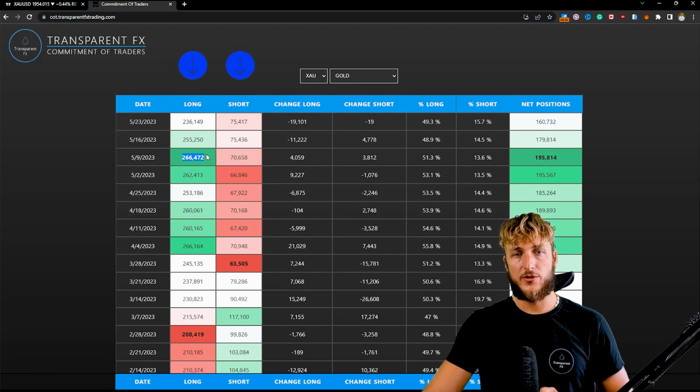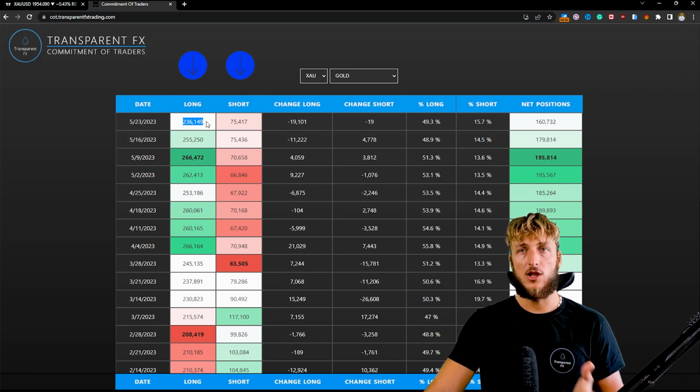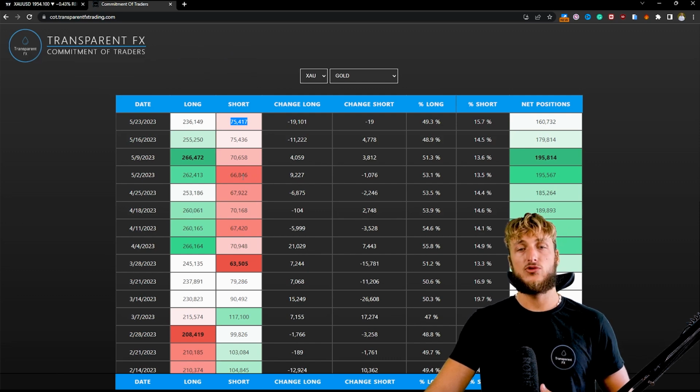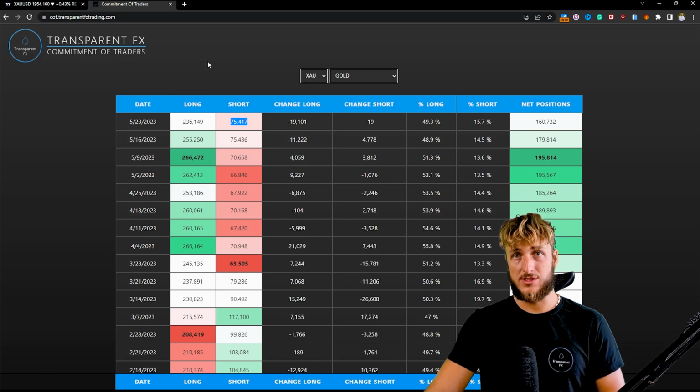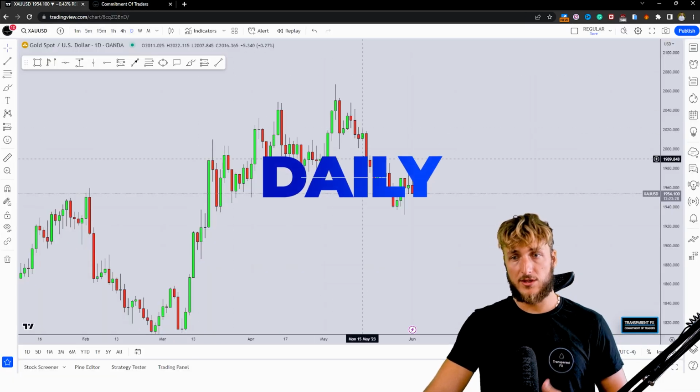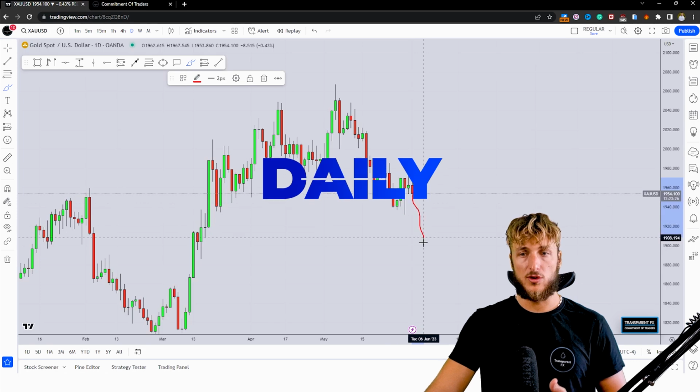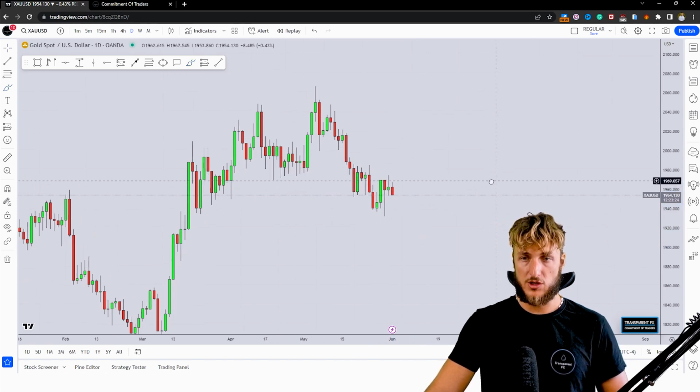We went from 266K longs all the way down to 236K longs from an institutional perspective. So essentially we had 30,000 longs closed on the institutional side of the market, and shorts are getting increased. We went from 66K shorts to 75K shorts. So clearly institutions are adding shorts and closing longs. Now, this makes gold weaker, meaning that we could expect more potential bearish continuation.